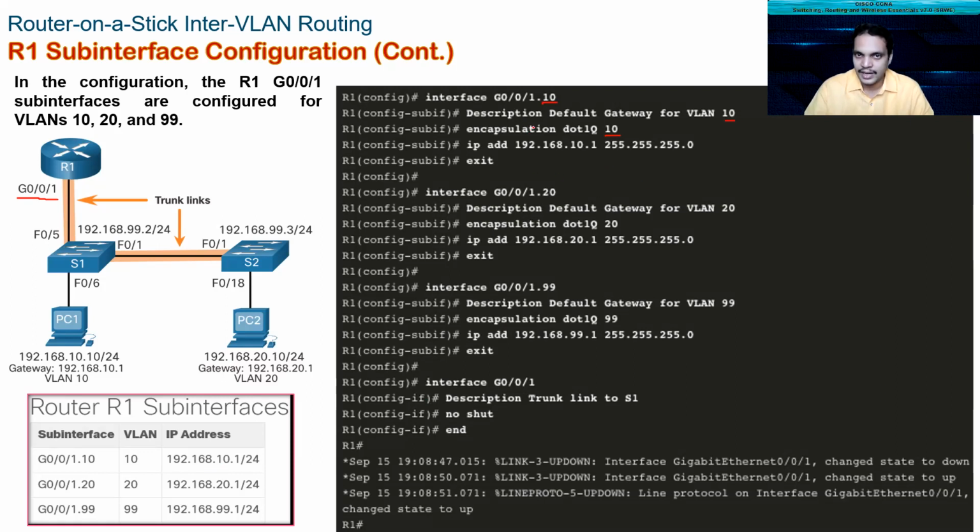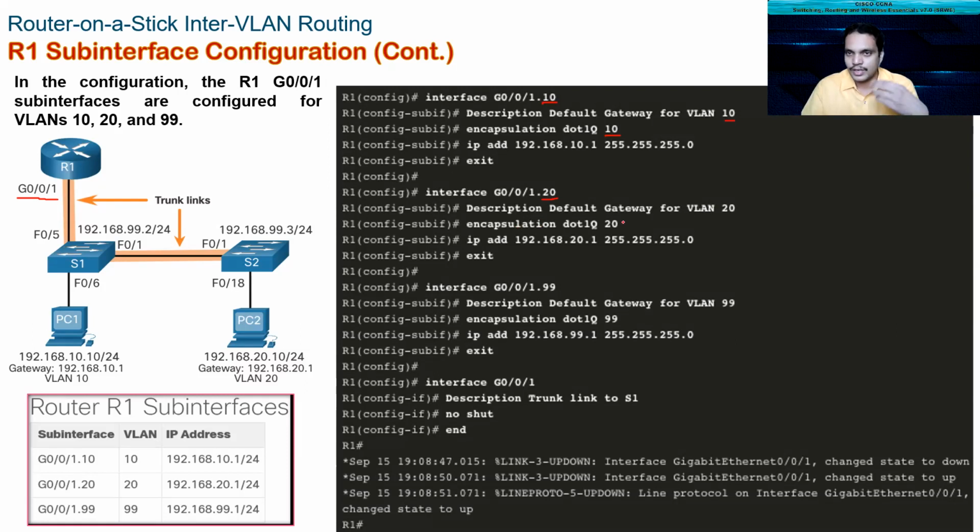Similarly, this is created for VLAN 10. Similarly, we have to create this for VLAN 20. So once again, I'm using the same interface, so interface G0/0/1.20. This corresponds to the subinterface being created for VLAN 20. Okay, so this is how you do it.